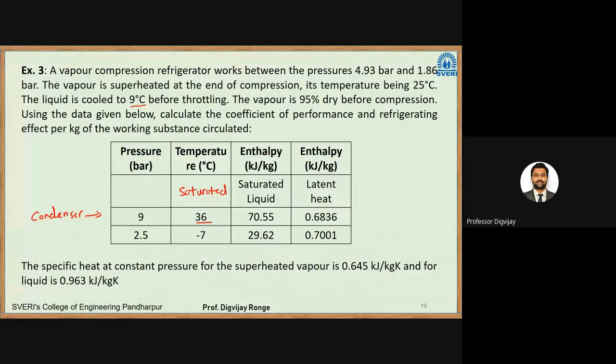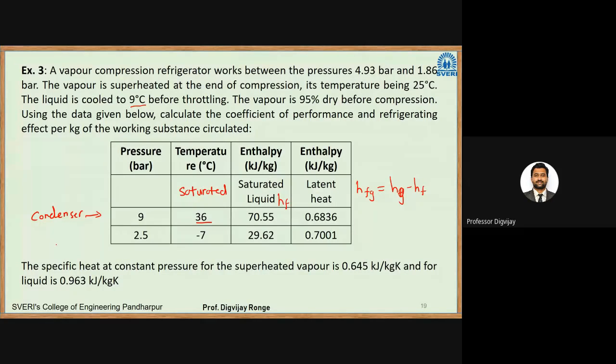Then they have given the enthalpy of saturated liquid. So the enthalpy of the liquid, that will be hf. Then again enthalpy is given, but they have given latent heat. Latent heat means that will be hfg, which is nothing but hg minus hf.